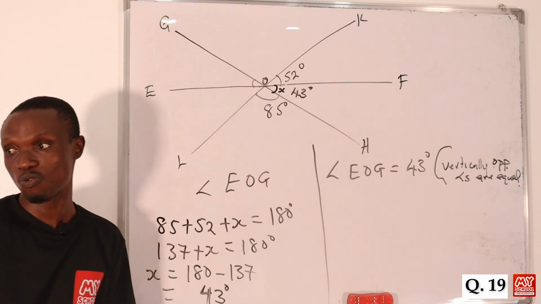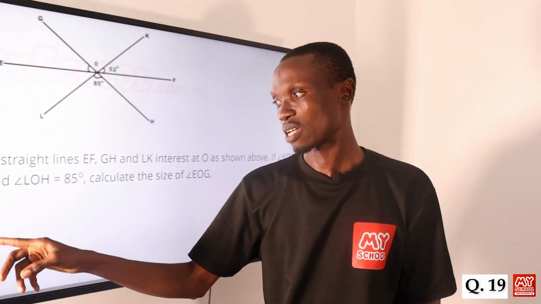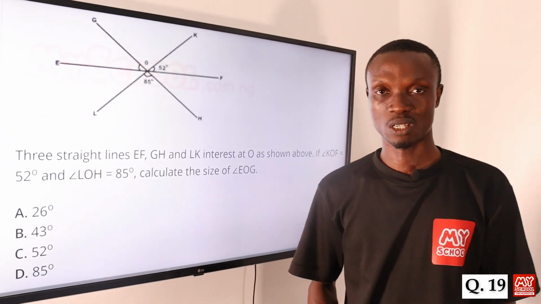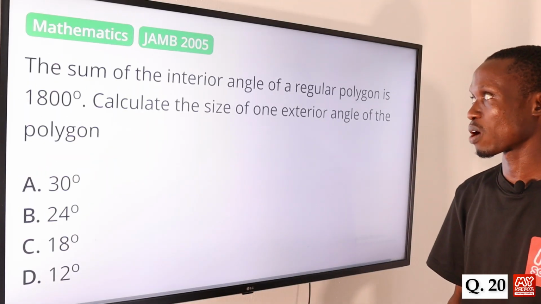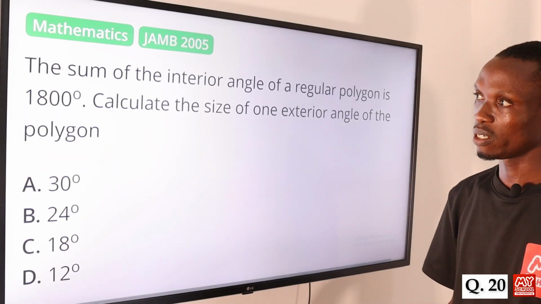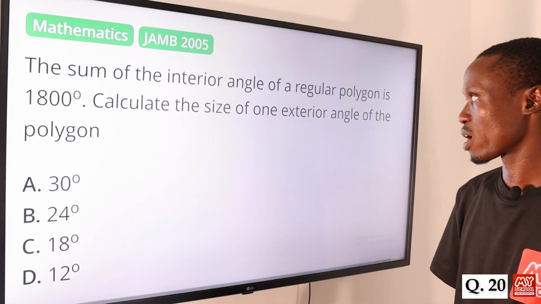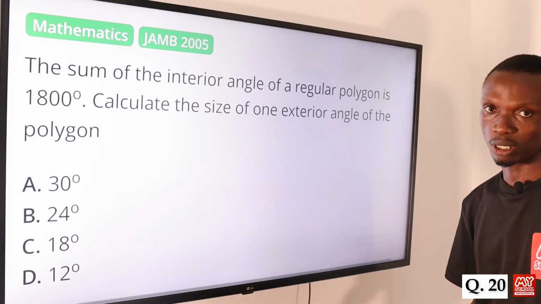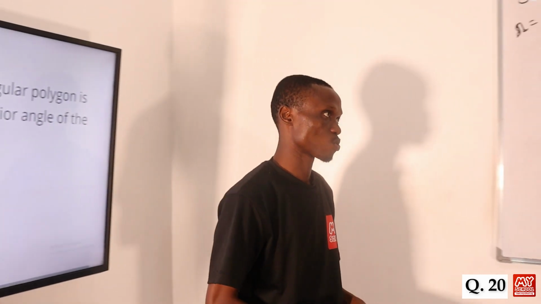So let's move over to the screen to pick the correct answer to this question, and that is option B, 43 degrees. Question 20. The sum of the interior angles of a regular polygon is 1800 degrees. Calculate the size of one exterior angle of the polygon. So let's move over to the board to provide the answer to this question.